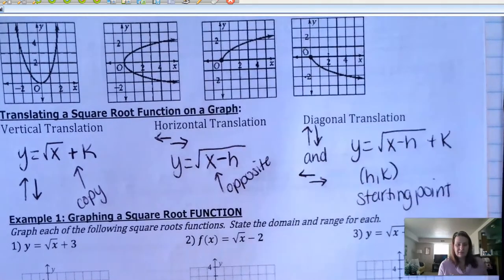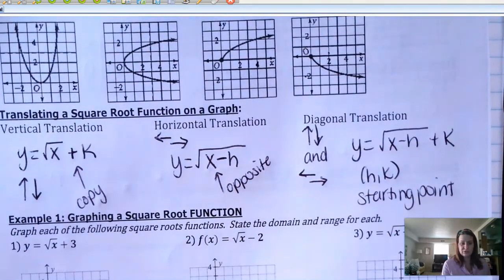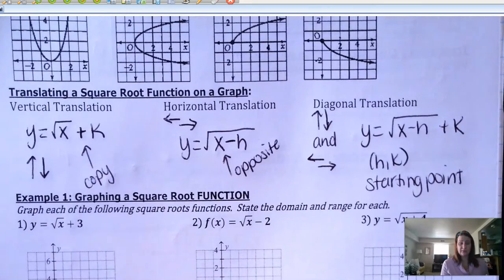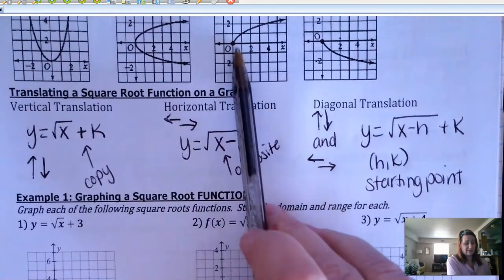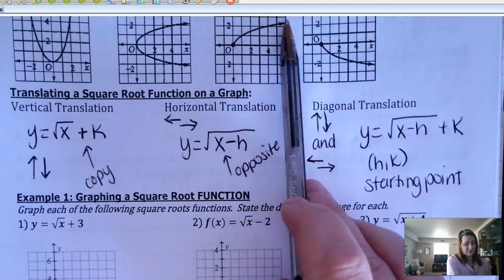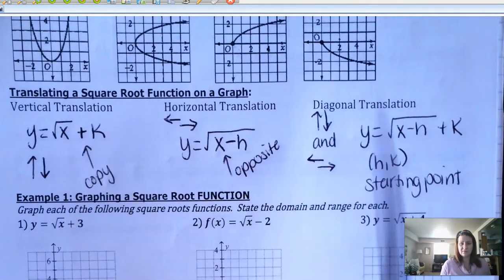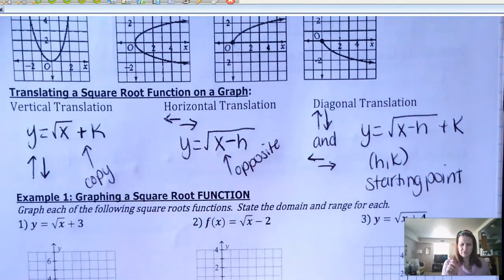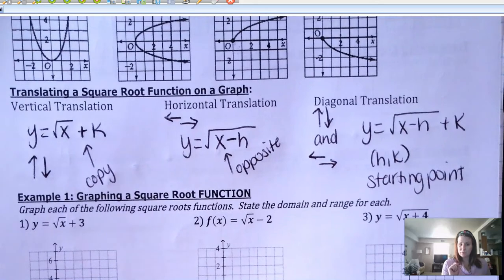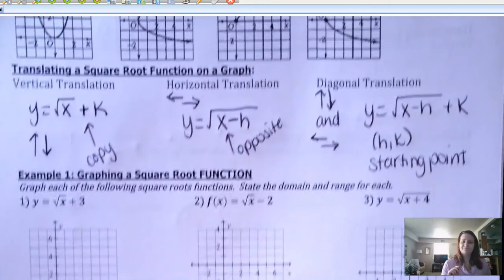Now for these, I'm not going to have you plot specific points. We're just going to do a general graph. So I'm looking at: did you start it in the right spot? Does it look like the right picture? If it's positive, it's going to be the top half of that sideways U. If it's negative, it's going to be the bottom half of that sideways U. The other thing to remember, you cannot take the square root of a negative number.